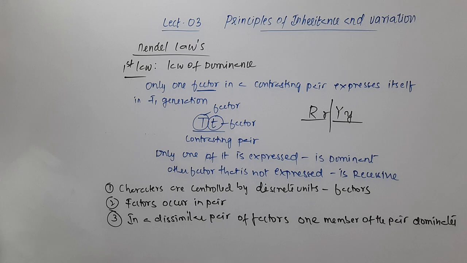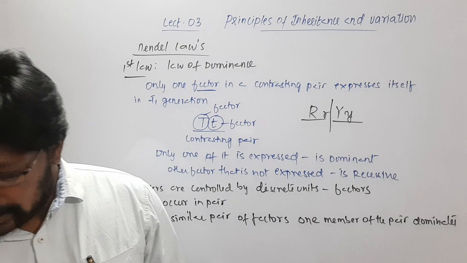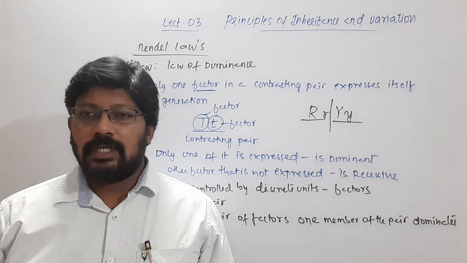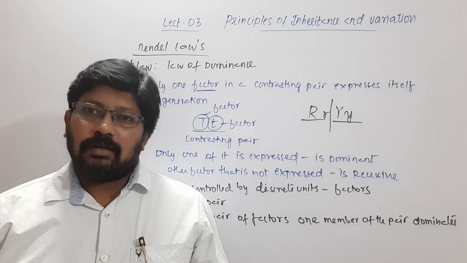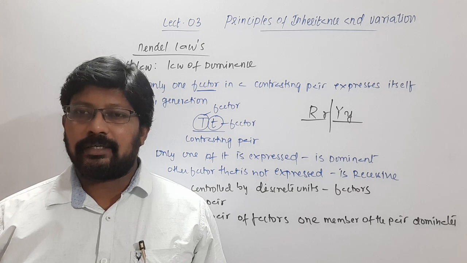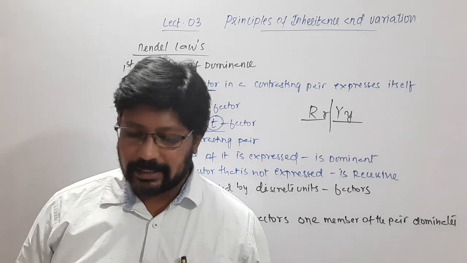Next, we'll see about the law of segregation, and also the law of independent assortment, in the next session. After Mendel, many others followed him. They also did experiments as he did, but they did not get the result like Mendel. What that is, we will see in the next session.